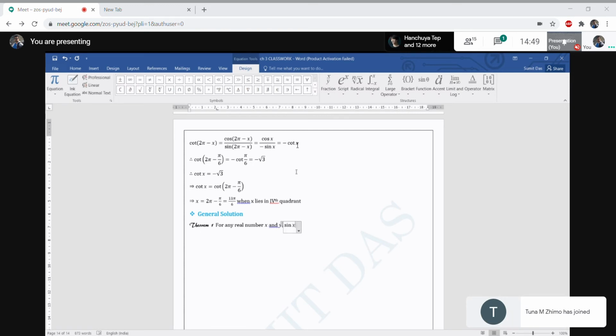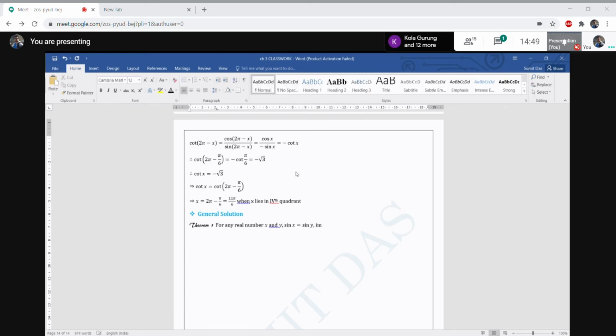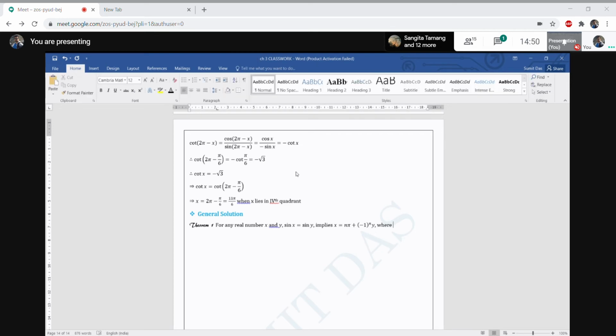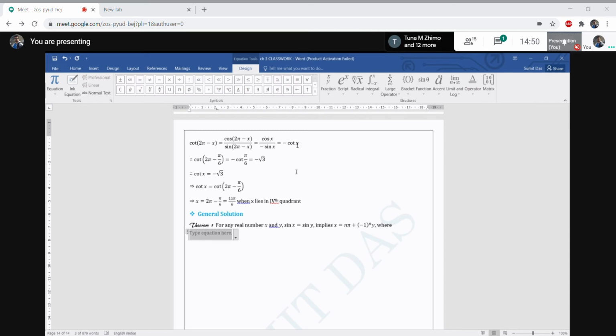sin x equal to sin y implies x equal to n pi plus minus 1 to the power n y, where n belongs to Z. I hope all of you remember what Z is. Z is the set of integers, right?